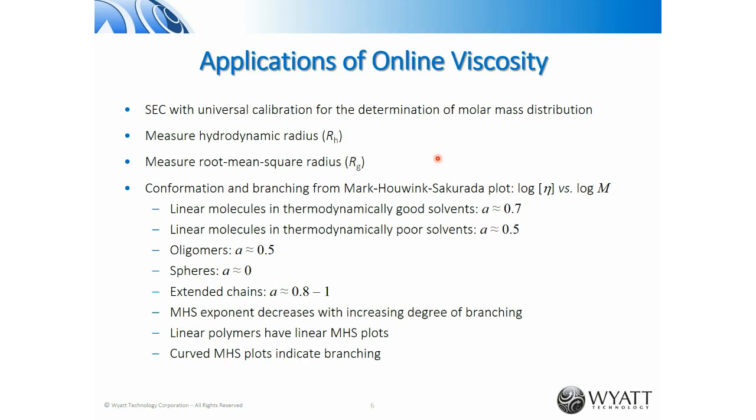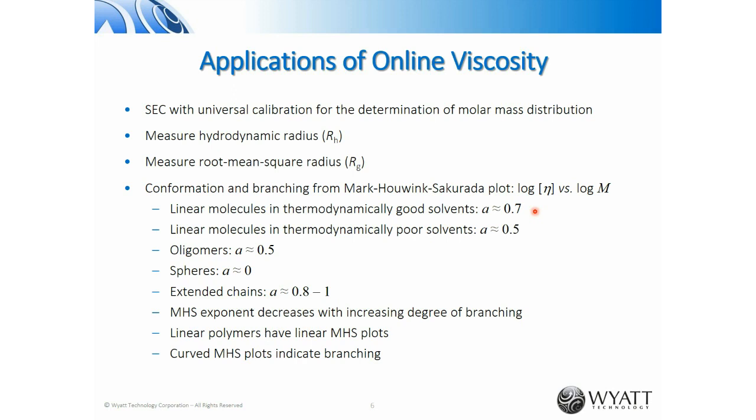And when you combine all these detectors, you can extract from that the hydrodynamic radius, RH, and you can also extract the root mean squared radius if you have a model for the shape of the polymer, such as a random coil. Now, the Mark-Houwink-Sakurada analysis is a very time-honored way of characterizing polymers, and typically one gets a straight line on the log-log plot, and the slope of that line tells you information about the conformation of the polymer and its interactions with the solvent.